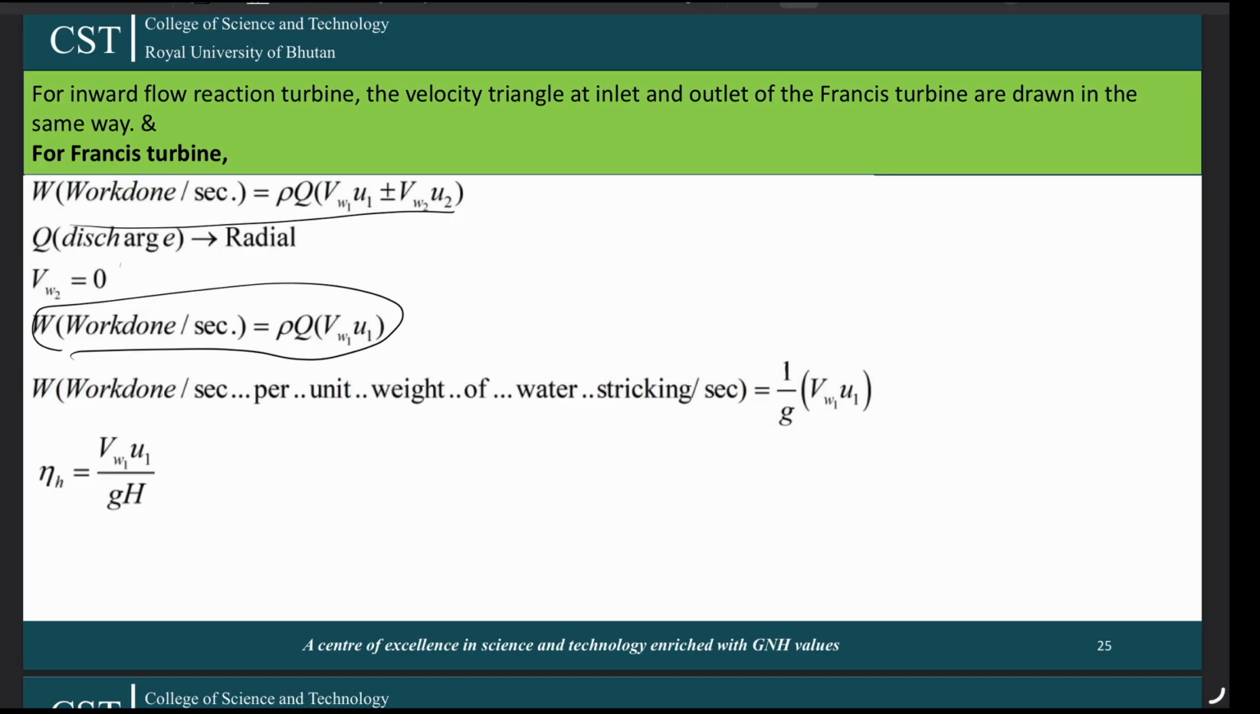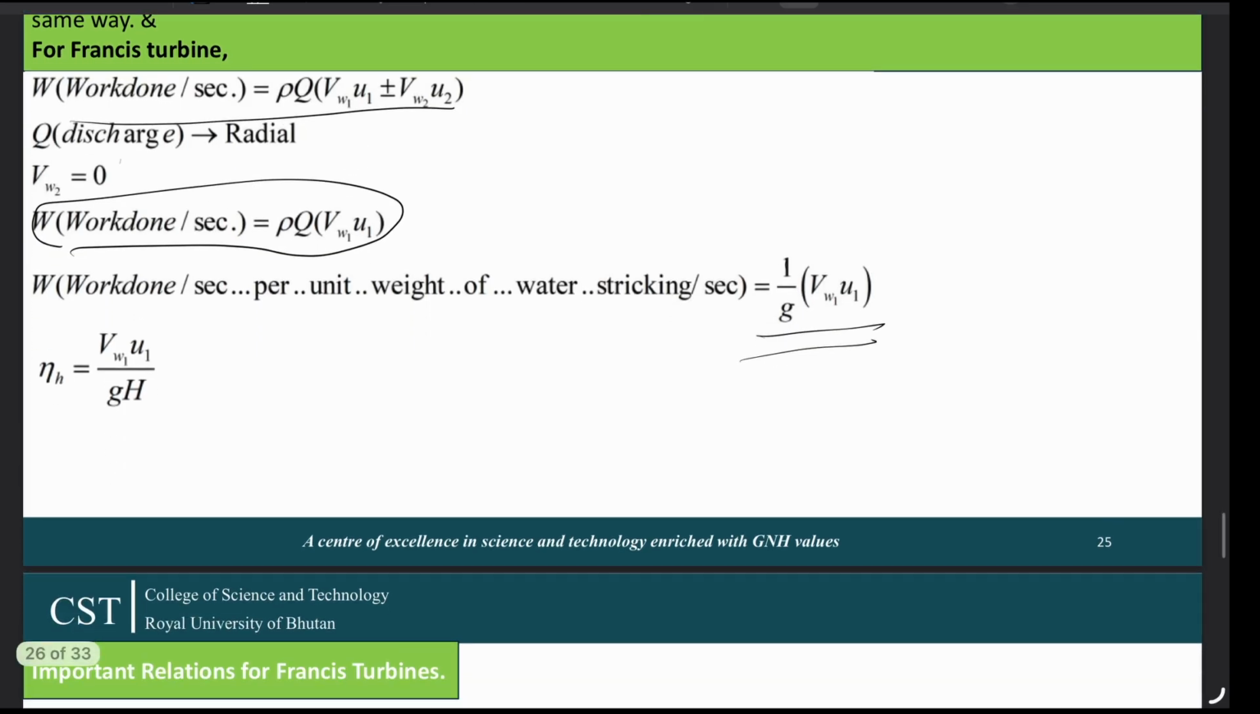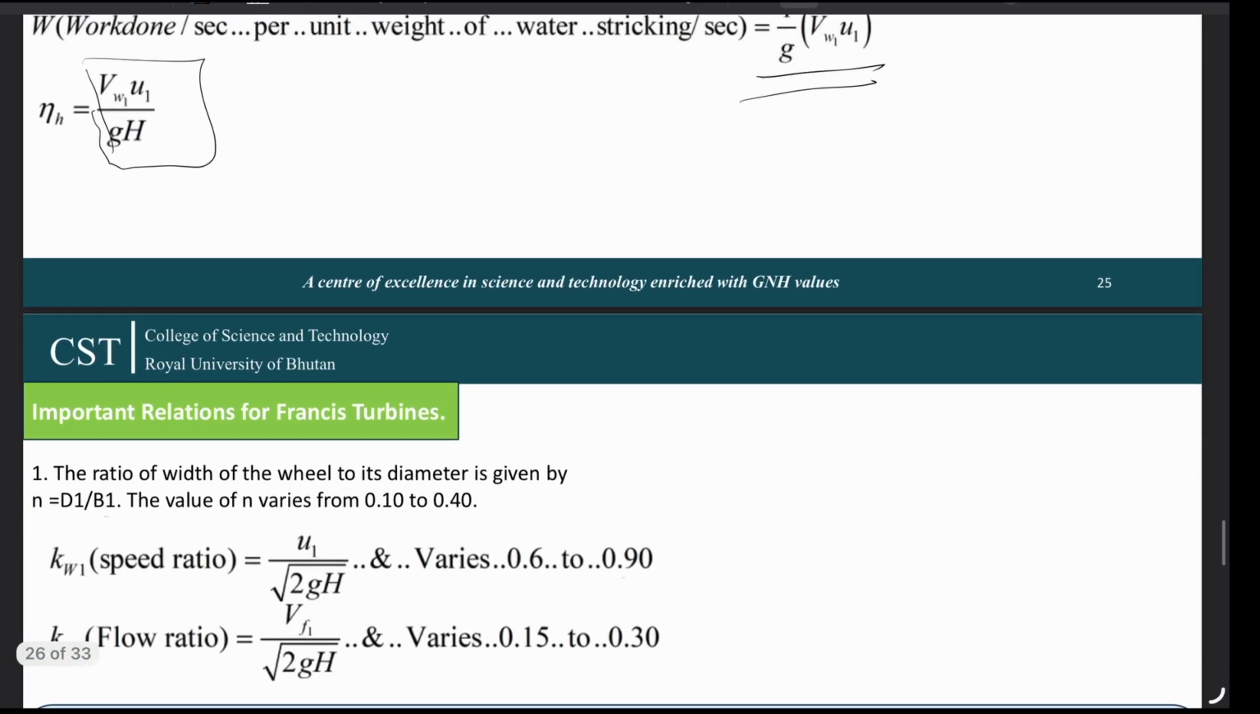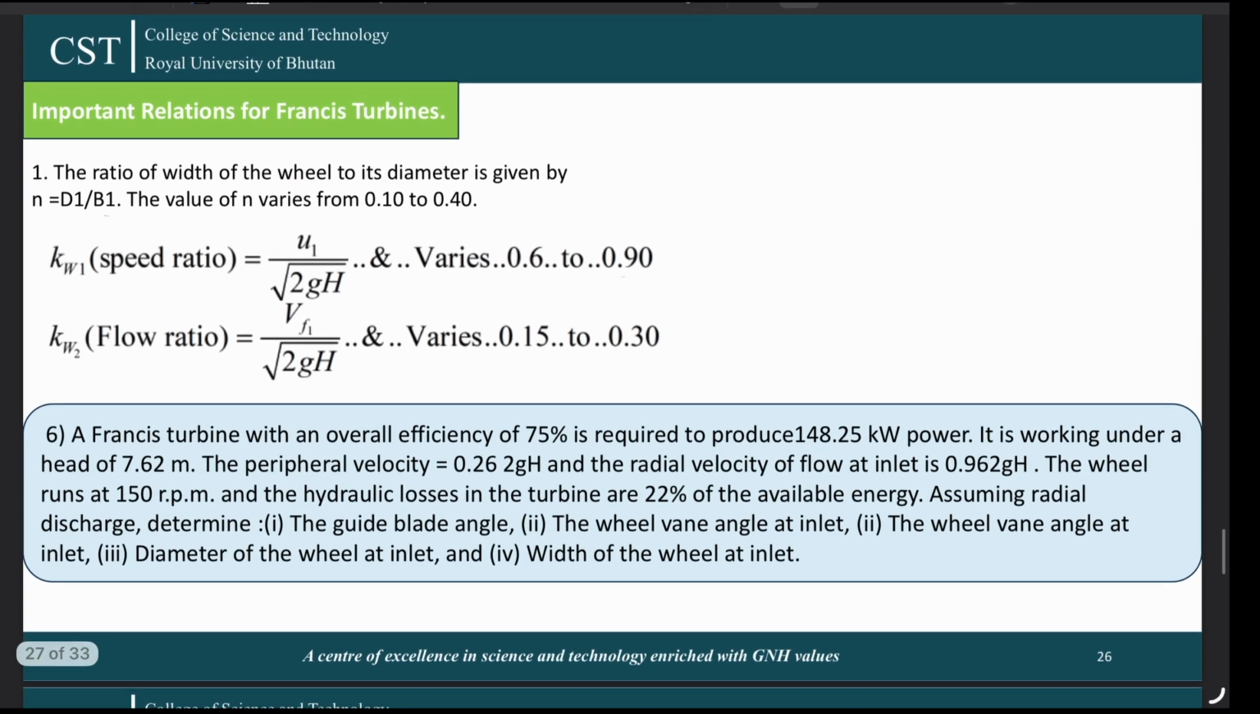So therefore, if we happen to find out the work done per second per unit weight of the water striking per second, then we will be using this formula, which is a similar concept that we studied in the last class. And about the hydraulic efficiency and how we got this formula at the end, I explained it while solving the question. The next one is an important term related to the Francis turbine.